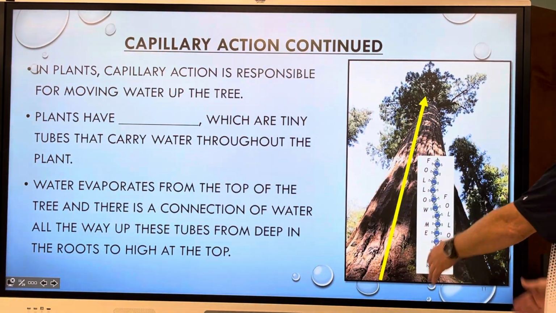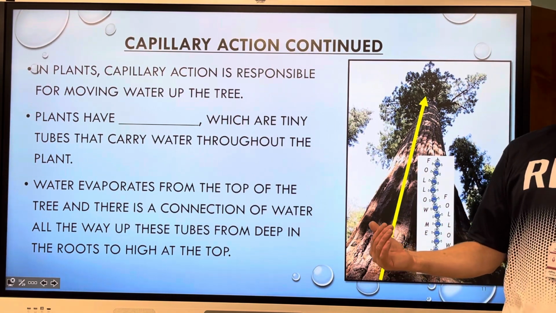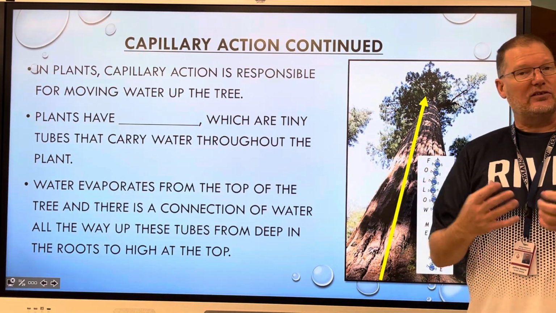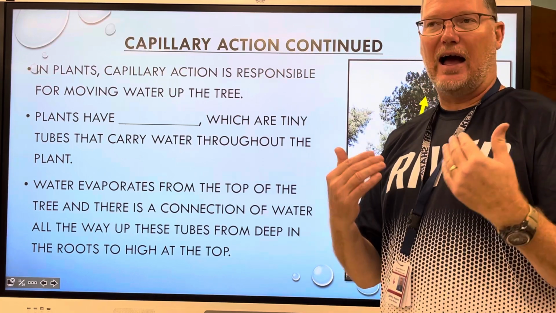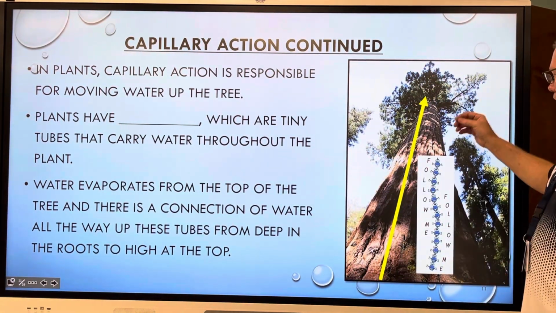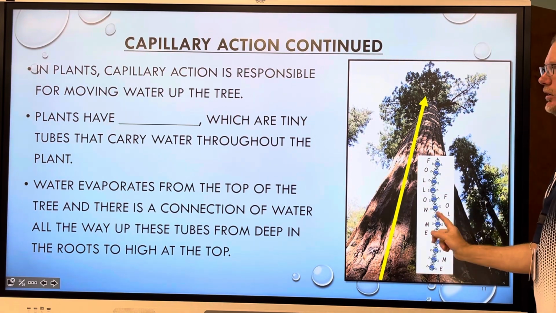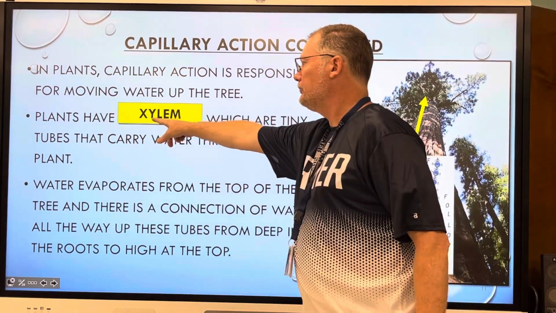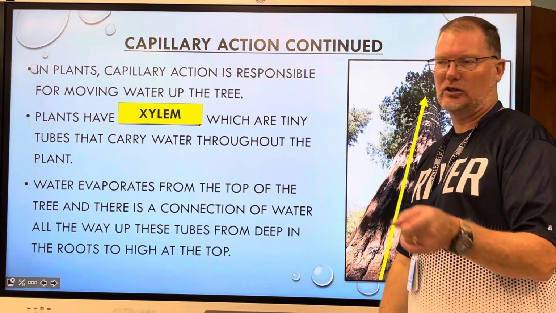Now, trees work this way. We're going to learn more about plants, I think maybe next semester, but trees have vascular tissue, just like we have veins and arteries. They have something called xylem and phloem. Now, phloem flows down, and xylem goes up, okay? Xylem. X-Y-L-E-M. You thought it was Z, didn't you?